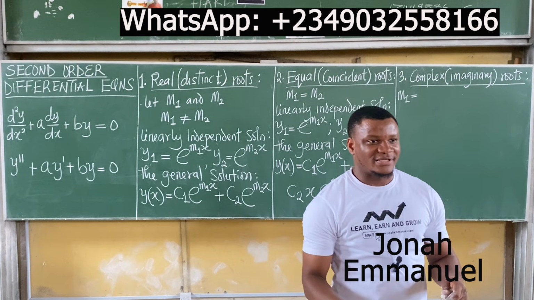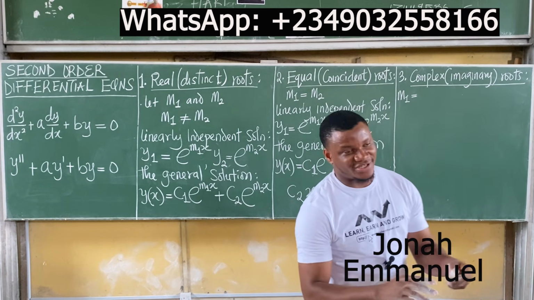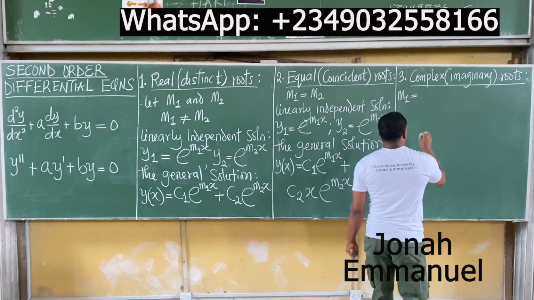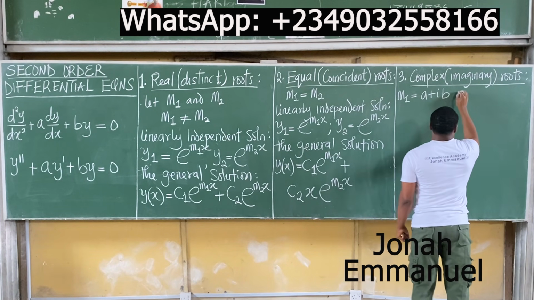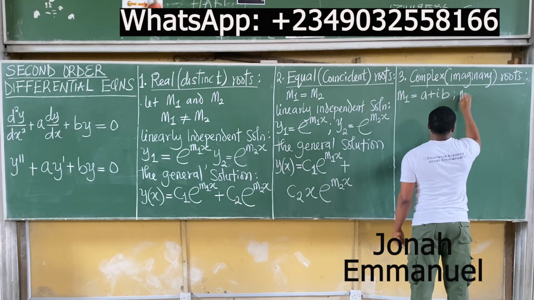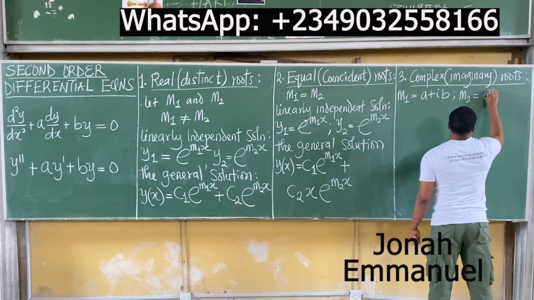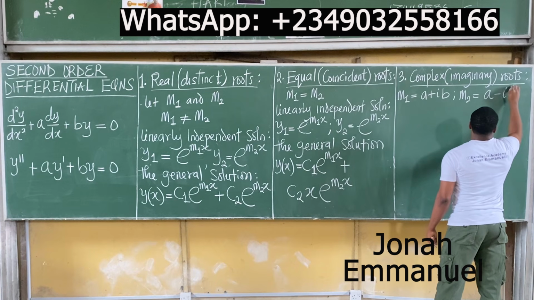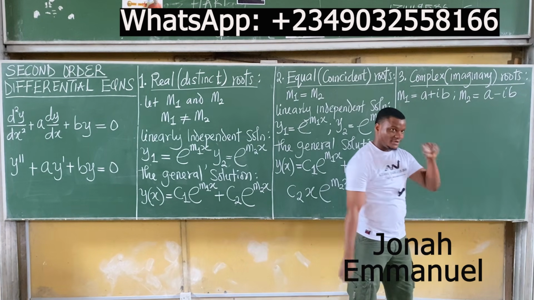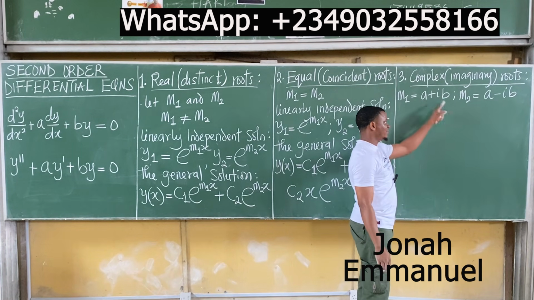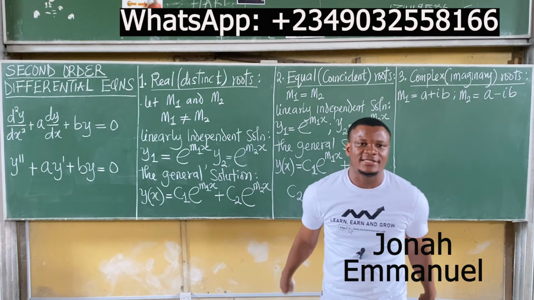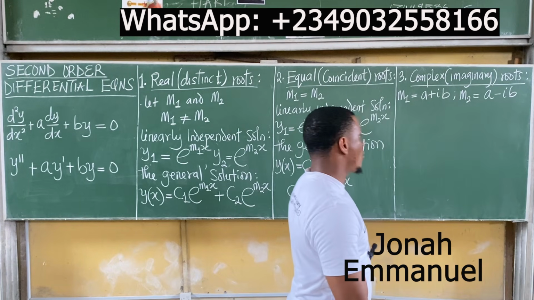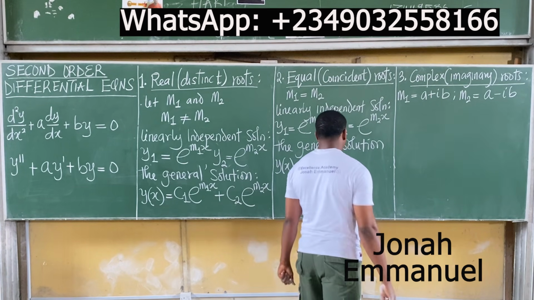What and what? Two parts. The real part and the imaginary part. You have this as a plus ib, then m2, the second answer, would be a minus ib, or bi, as the case may be. Right? Real part, imaginary part. So if I solve the quadratic equation and I now get imaginary answers or complex roots, what do I do?